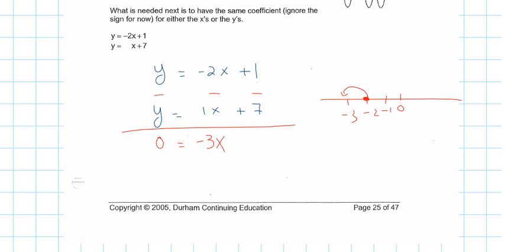1, take away 7. Negative 6. You're 1 above the ground, and then you're going down 7 levels, right? So you're at negative 6. Now you see that I only have x left, yes?